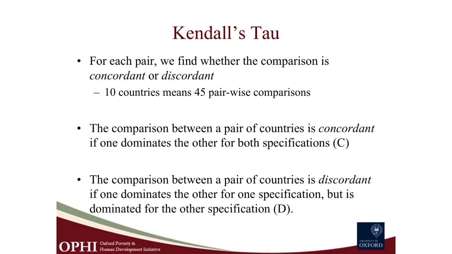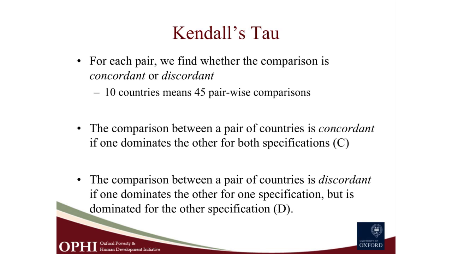So, for the comparison between a pair of countries, you take 2 countries, you take the original specification, you find country A has larger poverty than B. You take another specification, you find the same comparison, A has higher poverty than B. If you have that situation, where one dominates for both specifications, then it is called concordant. That is a concordant comparison.